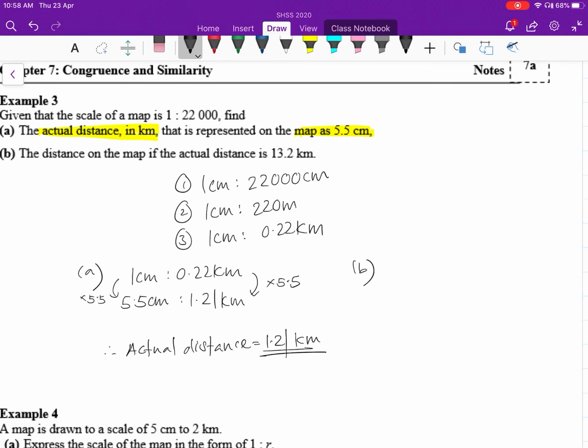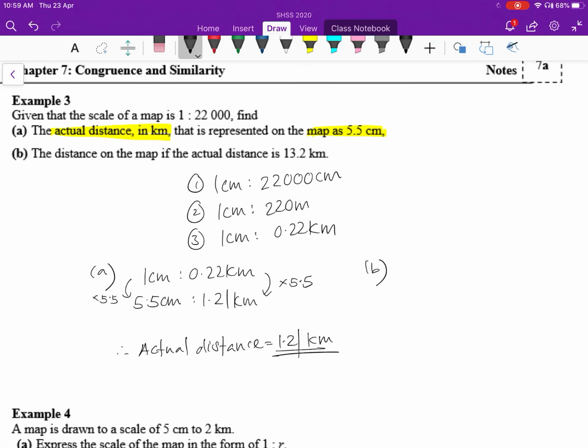Part B, they said the distance on the map, if the actual distance is 13.2. Now, you realize they give you the actual distance now, which is 13.2, and they actually want you to find the distance on the map. Now, distance on the map, even though they never give you any units, you must always remember map distance must be in cm. Your map cannot be in meters. Can you imagine holding on to a map that is 2 meters long? No. Okay, usually a map is small enough for you to see.